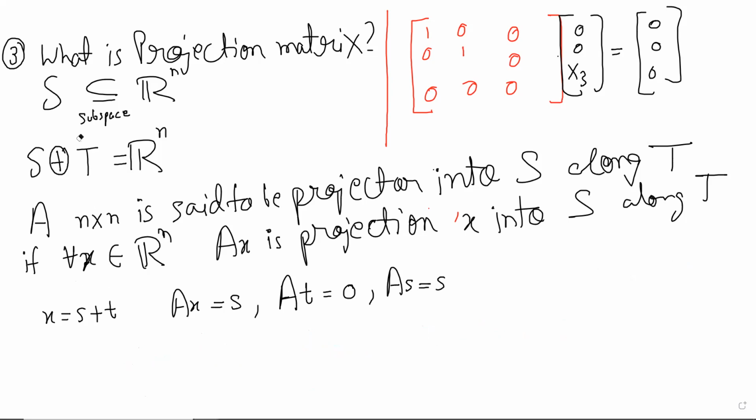Now, what do we have to prove? What is the question? Let us see. Show that the big thing is a projection matrix. Okay, so you have defined that an n cross n matrix is said to be a projector. So what's the definition of a projection matrix, which is a projector for some S and T? Right.